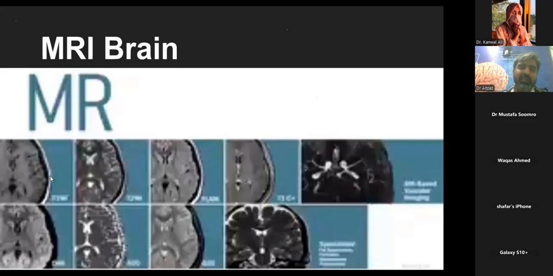T1 weighted is called the anatomical sequence because the gray white matter is distinct, and in T1 most of the lesions look hypointense. T2 is called the pathological sequence. Most lesions and pathologies look hyperintense, and then the FLAIR sequence.